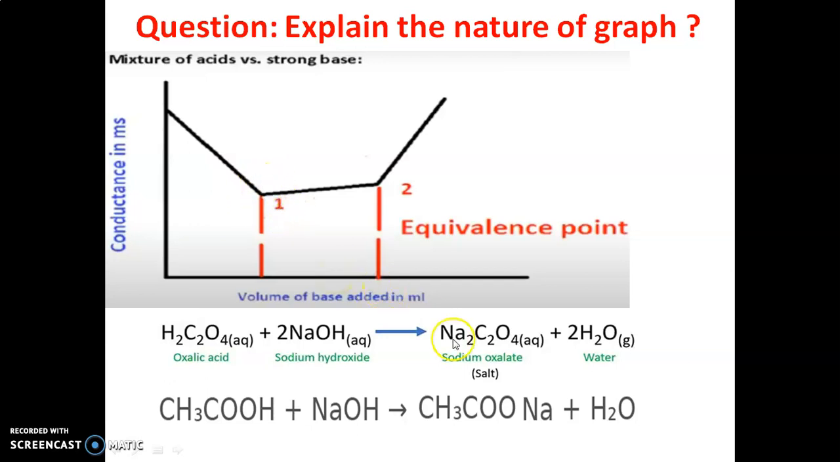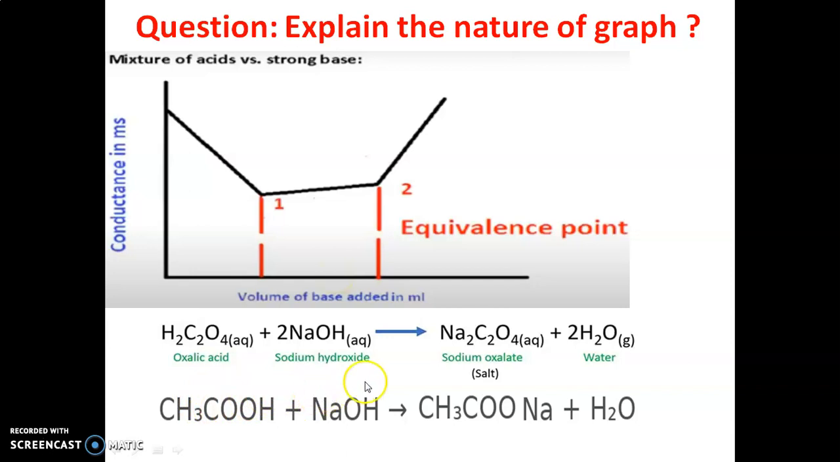At equivalence point 1, complete formation of sodium oxalate takes place. After equivalence point 1, the reaction takes place between acetic acid and NaOH. At this point all the oxalic acid is consumed and converted into sodium oxalate. Next, again you are adding NaOH from the burette. Then the reaction takes place between NaOH and acetic acid. Means after equivalence point 1, the reaction takes place between sodium hydroxide and acetic acid.